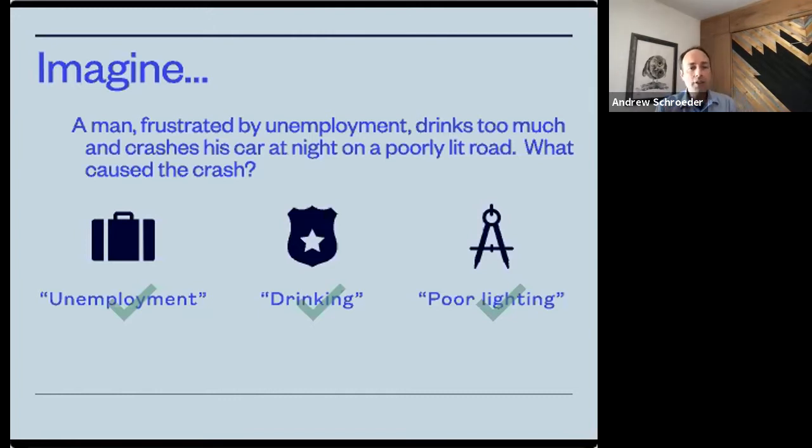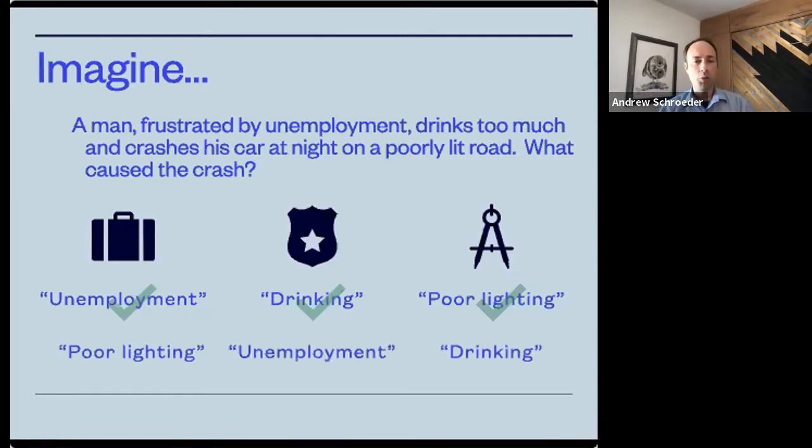Nevertheless, it is not surprising that each of the characters in our story focuses on the cause that they do. In fact, there'd be something deeply odd about a situation where the police officer showed up and said, this crash is due to unemployment. The social worker chimed in and said, I really think it was the poor lighting. And the highway planner said alcohol was the true cause here, right? That would be a truly bizarre situation to see. So what is going on?